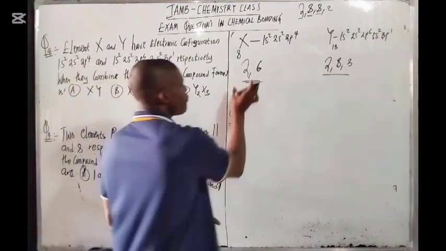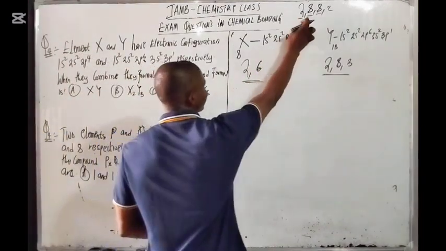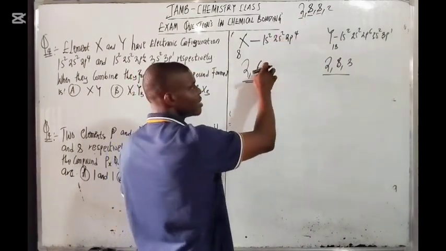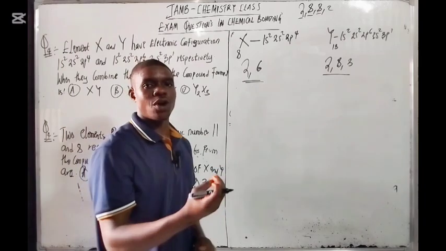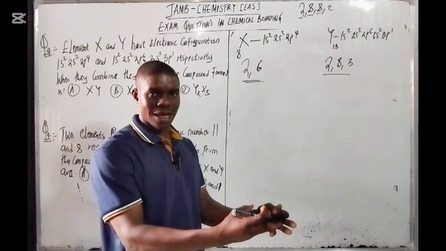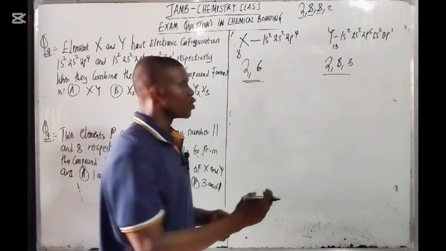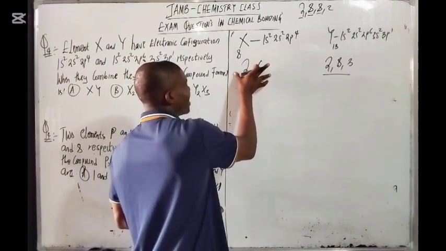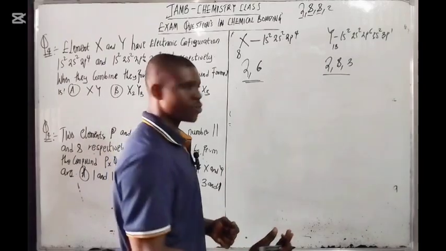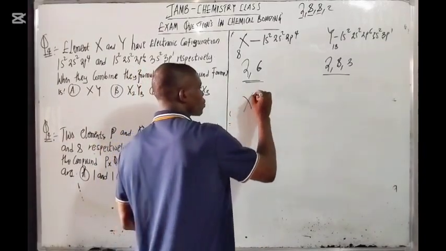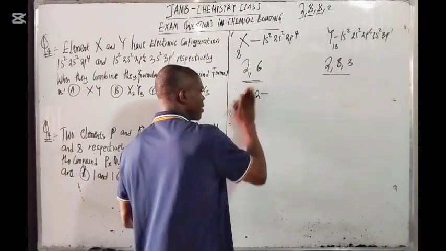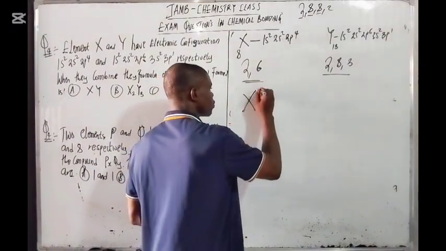Now, for this one to obtain the octet, it cannot give out 6 electrons. It has to gain 2 electrons. Remember, any element that gains electrons forms a negative charge, and that is a non-metal, right? So for this one to obtain the octet, the combining power is going to be 2 minus. Why is it 2 minus?